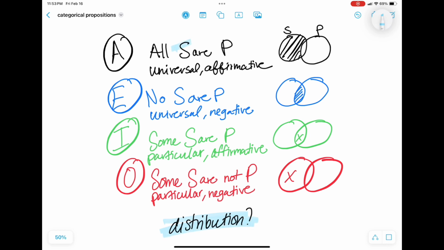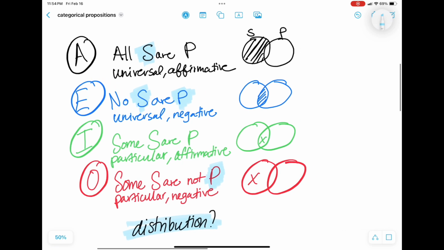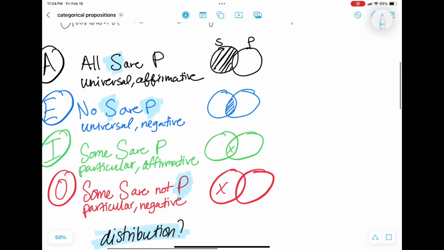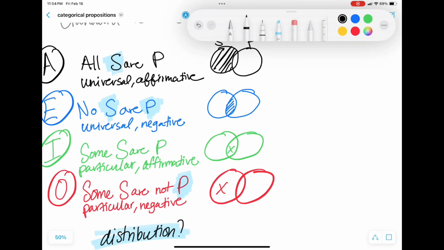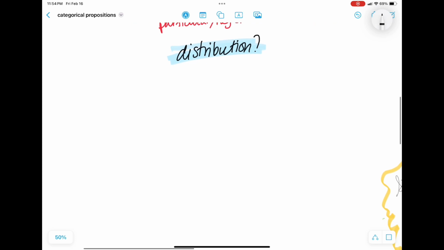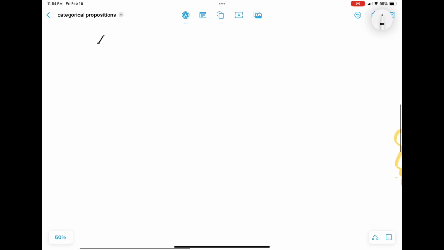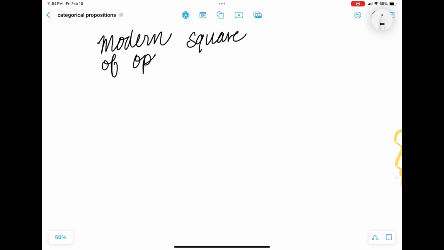The next important concept covered in this chapter is the concept of distribution, which means that the claim makes a statement about every member of a particular term. So A claims distribute the S, E claims distribute both S and P, I claims distribute neither, and O claims distribute the P. So return to the textbook to get more details on what distribution means, but you can also just try to memorize which terms are distributed.